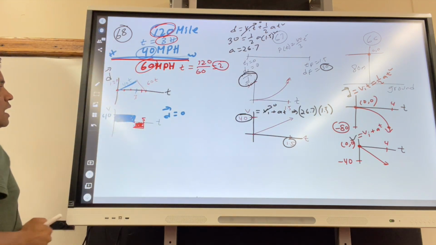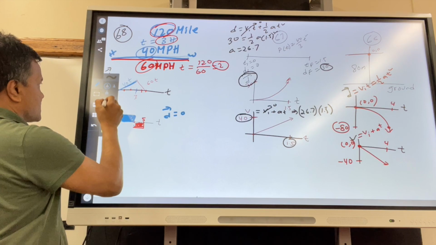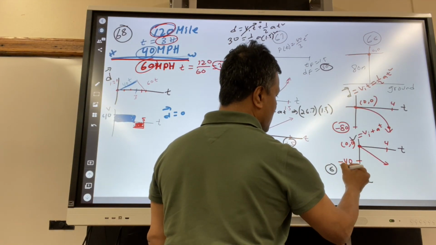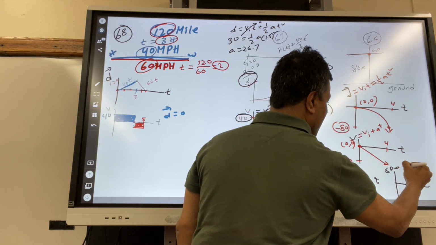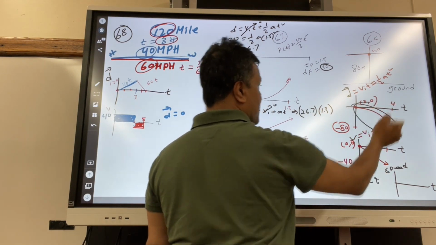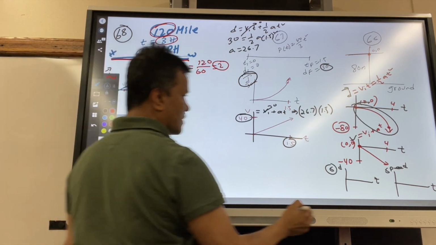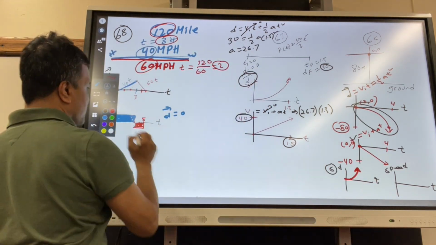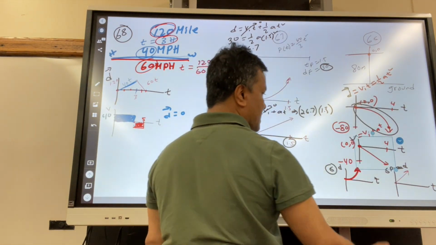Anyway, all right, now we're going to do 69. Convert this one to distance versus time and speed versus time. We have to convert this one to distance versus time, so we take the absolute value. If we take the absolute value, this one looks like this, and the absolute value of this one looks like this. Everything else remains the same.